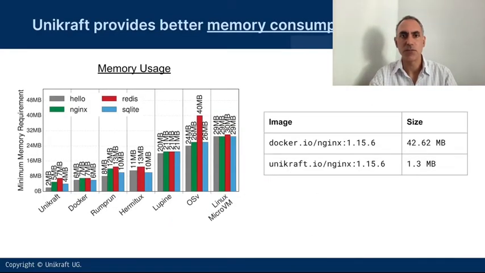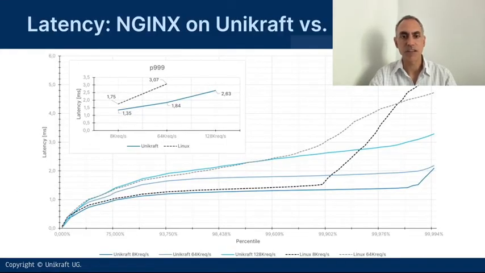We also do measurements to do with memory consumption, once again, against other unikernel projects and Linux. And you can see Unikraft on the left is able to run databases and web servers in as little as a few megabytes. Because Unikraft doesn't have a user space, kernel space divide, latency is pretty good. And this is a comparison against Linux.